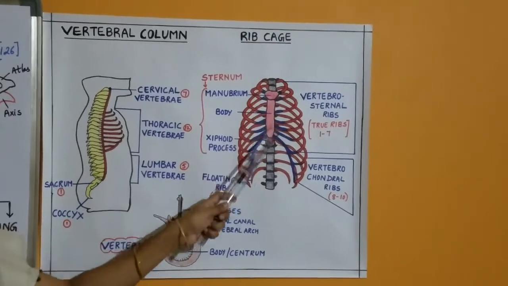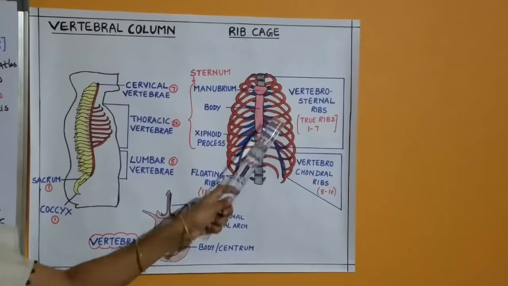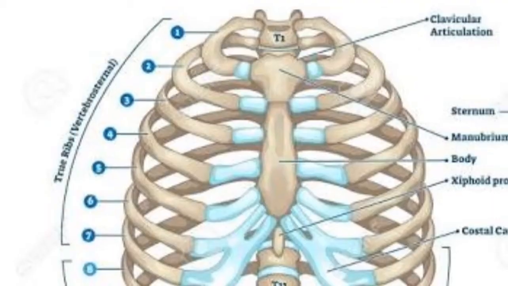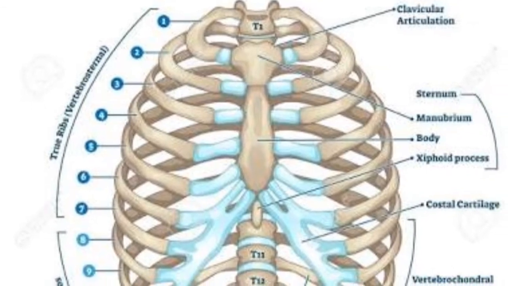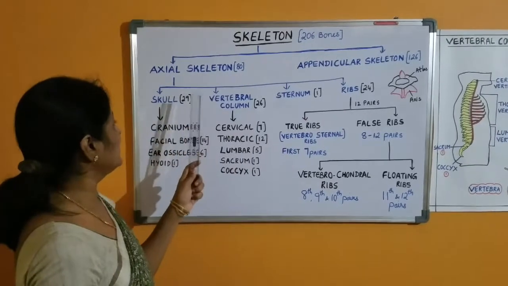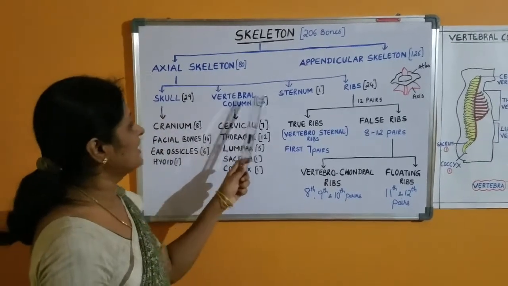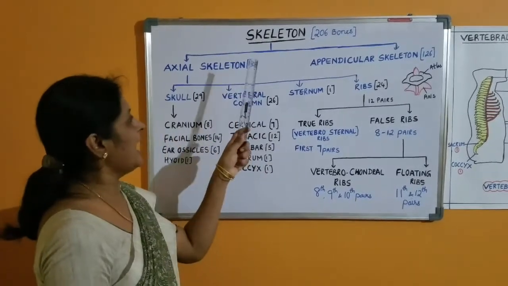The rib cage includes the sternum, the thoracic vertebrae and the ribs. So the axial skeleton includes the skull, vertebral column, sternum and ribs. So totally it comprises 80 bones.